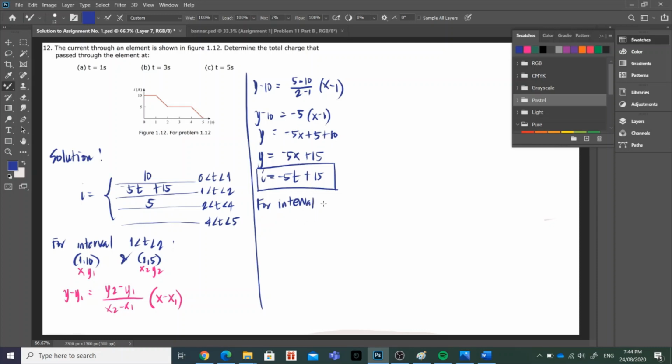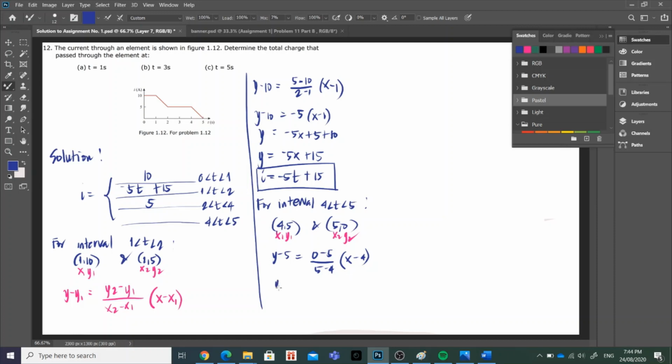For interval 4 to 5 seconds. Okay, identify tayo ng points for that interval. So, dito, yung una, 4 at saka 5. And then, yung isang point ay 5, 0. Tapos, label natin para madaling i-substitute. And then, proceed sa 2-point form. So, y minus y sub 1, that is 5, equals y sub 2, which is 0 minus 5 over x sub 2 is 5 minus 4, multiplied by x minus x sub 1, 4.